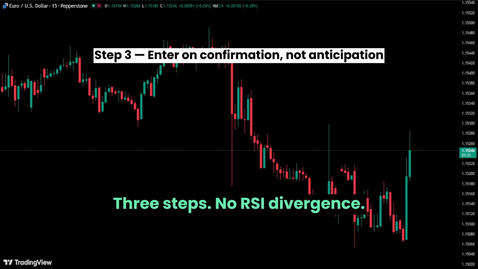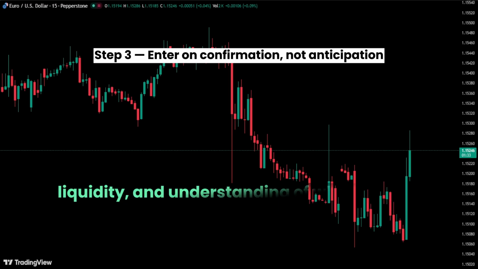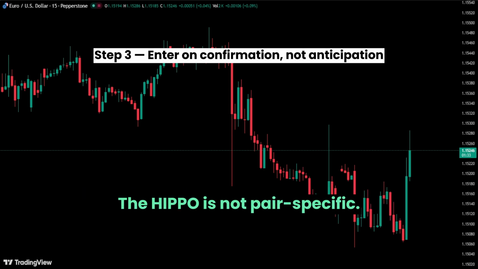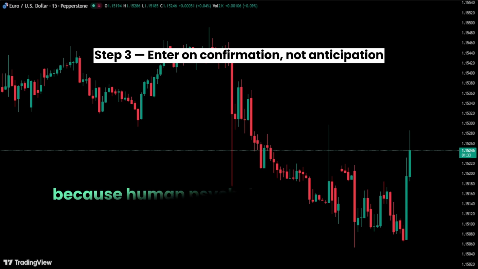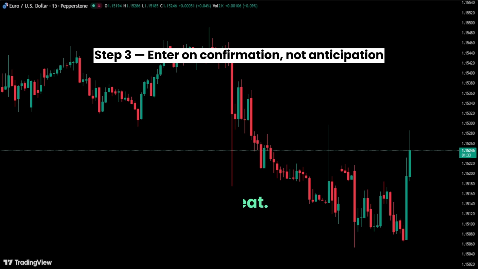3 steps: no RSI divergence, no MACD crossover, no Fibonacci retracement, just price, liquidity, and understanding of where banks need to go. The HIPPO is not pair specific, it's not time frame specific, it's a market structure phenomenon, and it repeats because human psychology and institutional mechanics repeat.